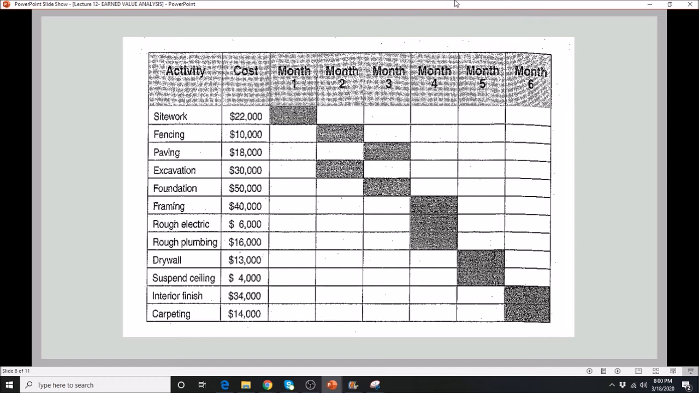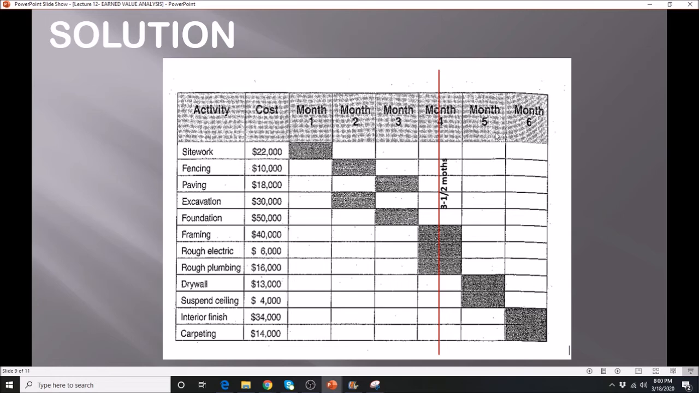So this is our schedule, the Gantt chart. It says here that we have finished 3.5 months, so it should be somewhere here. So we need to draw that vertical line. So this is now the solution. This vertical line here is the marker for your 3.5 months. Based on the schedule, these are supposed to be the activities that we already completed, and halfway with this, that is based on the baseline or based on the schedule.